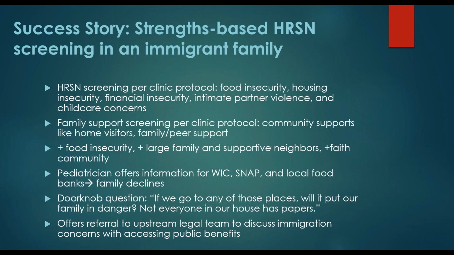So this family came in with their child for a newborn well child check and did a health-related social needs screening per clinic protocol in person with the pediatrician. And they were screened for food insecurity, housing insecurity, financial insecurity, intimate partner violence, and child care concerns. And then we also screened for family support and, per clinic screening protocol, community supports like home visitors and family and peer support. The family said that they had food insecurity and they had a large family and lots of supportive neighbors that they knew well. And they also had a large faith community that they were close to.